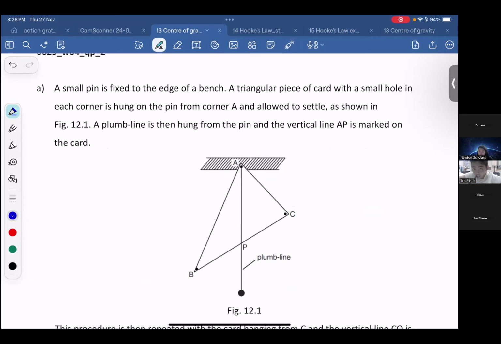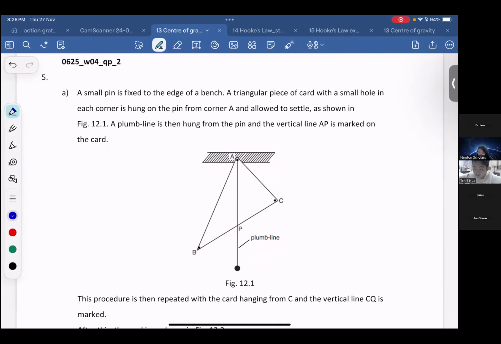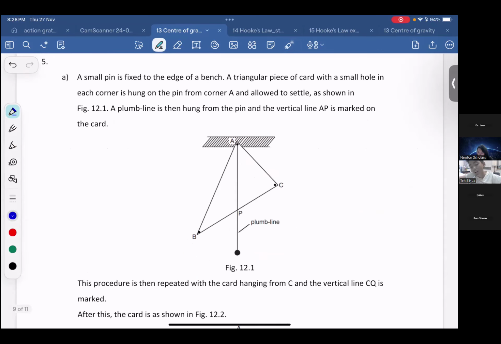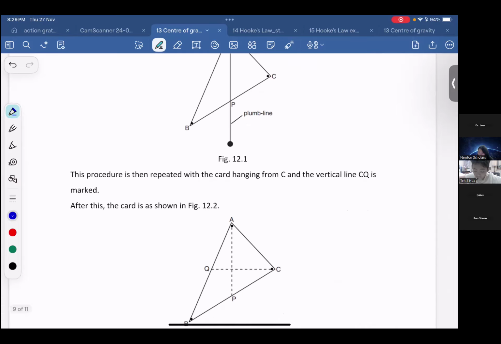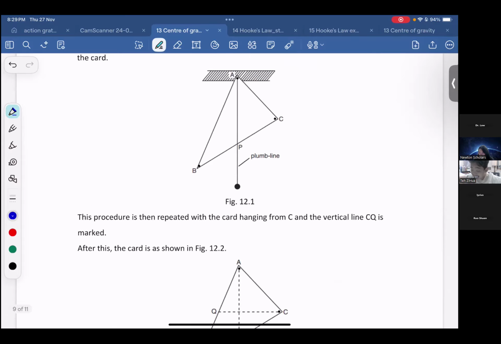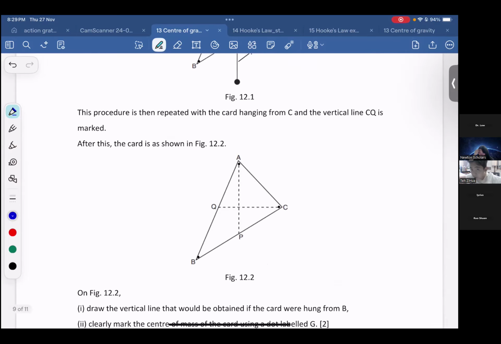A small pin is fixed to the edge of a bench. A triangular piece of card with small holes in each corner is hung on the pin from corner A and allowed to settle as shown in the figure. A plumb line is then hung from the pin and vertical line AP is marked on the card. The procedure is repeated with the card hanging from point C and vertical line CQ is marked. So this is the result.